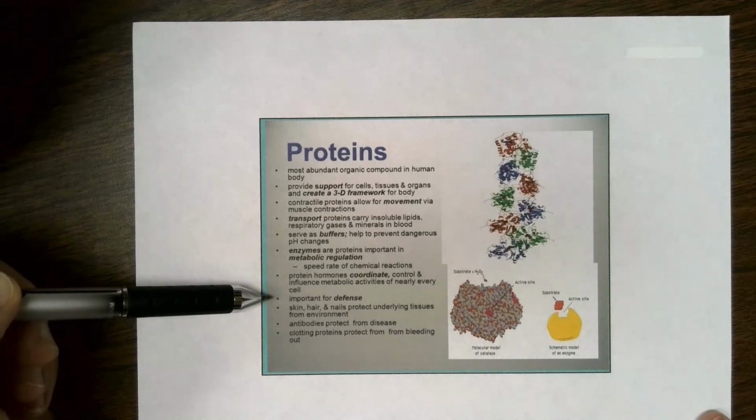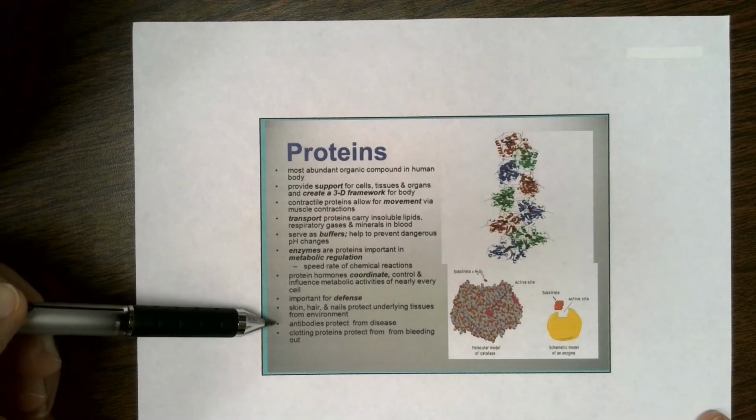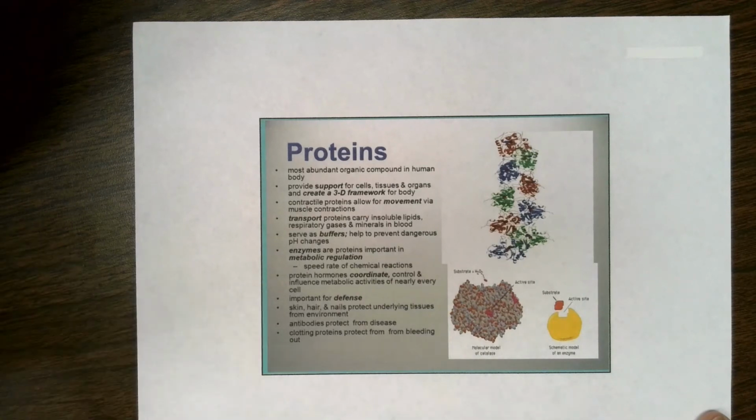Important for defense in the body, playing a role in the immune system, for example. Okay, and then you've got some other things listed there, just skin, hair, and nails, antibodies that protect us from disease, clotting proteins, okay, when your blood clots.